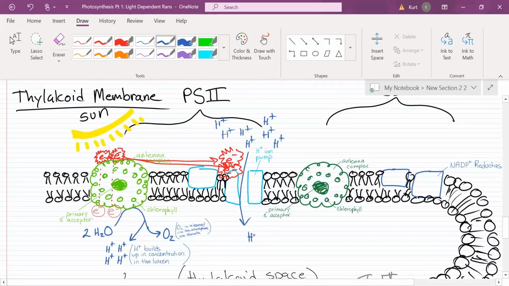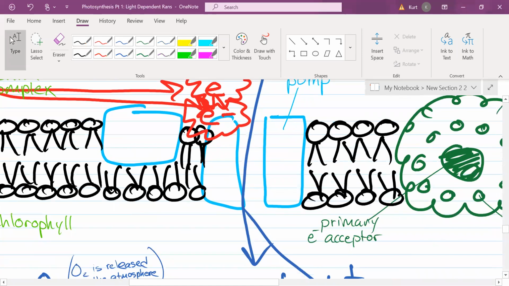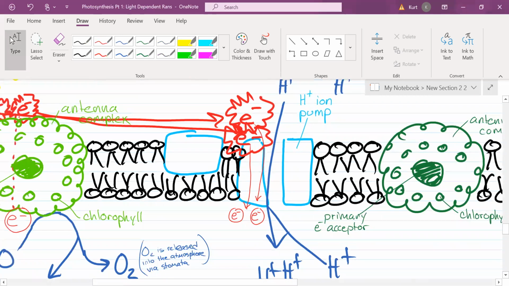Here's the problem though, guys. It's not really a problem, but it's a consequence. These electrons become de-energized again. We call that going back down to their ground state. So they gave off a lot of their energy, and their energy was lost to power the pump. So we got a lot of hydrogen ions going in there, but it does come at a cost.